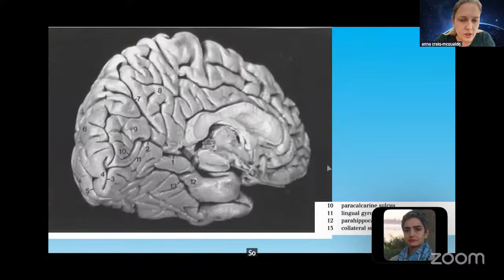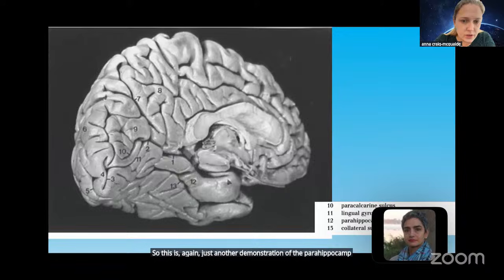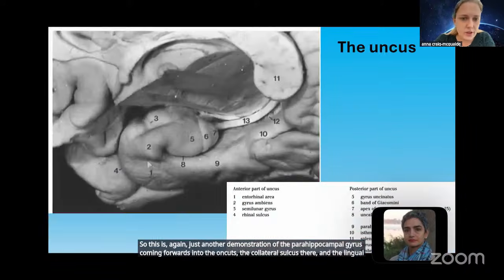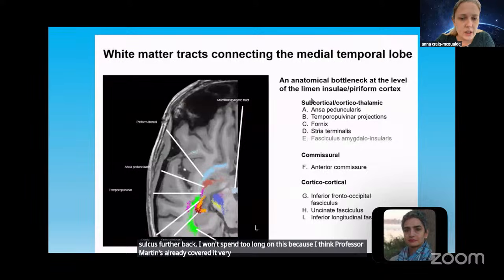So this is, again, just another demonstration of the parahippocampal gyrus coming forwards into the uncus, the collateral sulcus there, and the lingual sulcus further back. I won't spend too long on this because I think Professor Martins already covered it very nicely.